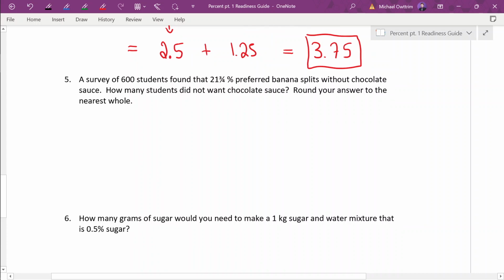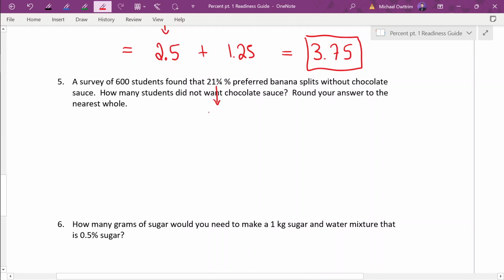A survey of 600 students found that 21.75%, let's just go ahead and convert that 3/4 to a decimal here, prefer banana splits without chocolate sauce. How many students did not want chocolate sauce? And we want to round our answer to the nearest whole.